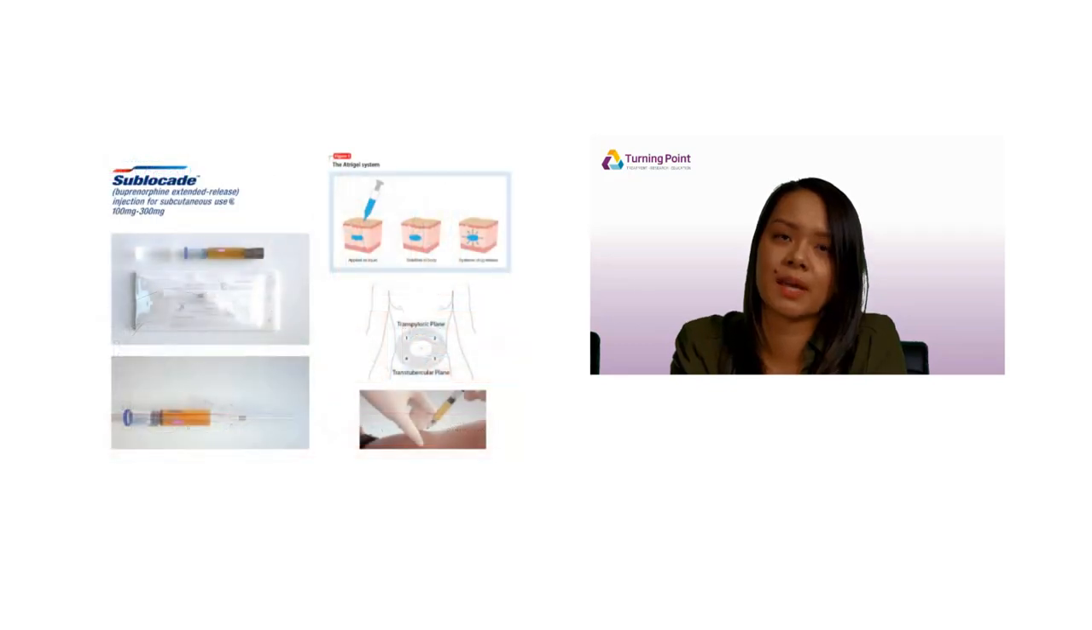And then looking at Sublocade to compare, so again the pre-filled syringe, this one goes in at a 45-degree angle, as you can see, as most subcutaneous injections are. And then the diagram in the middle on the right there shows the kind of donut or abdominal regions in which we can administer that one.